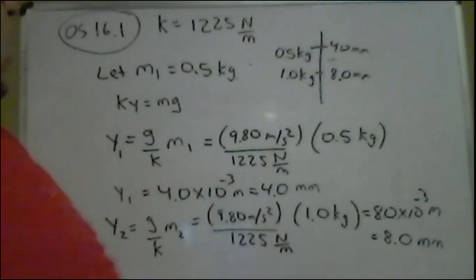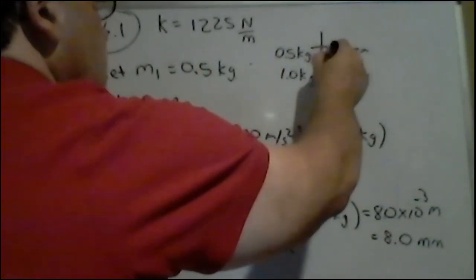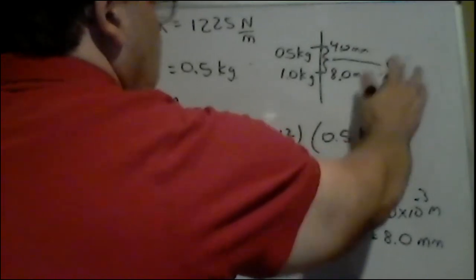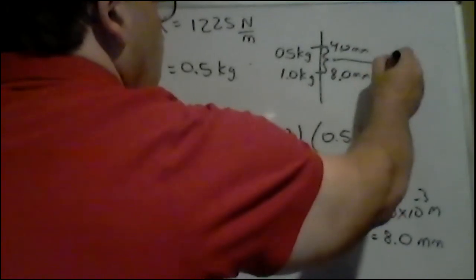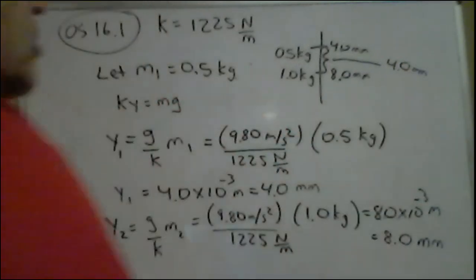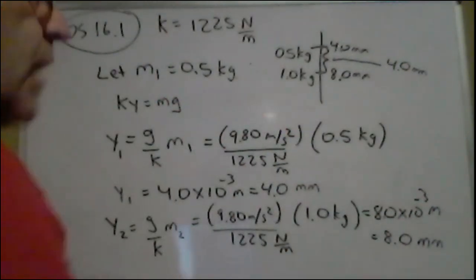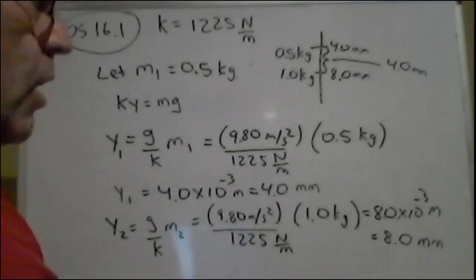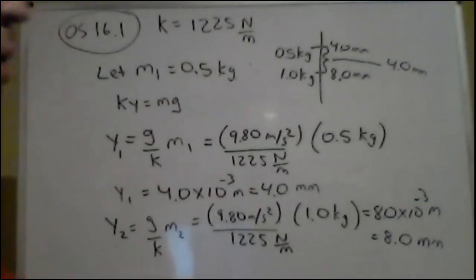So my change increments is what? It's a half a kilogram, or it's 4 millimeters, which is the answer to my problem. It says how far apart are the marks for every half kilogram increments. Well, I did it for a half a kilogram, that's 4.0 millimeters. I did it for 1 kilogram, they're half a kilogram more, that's 8.0 millimeters.